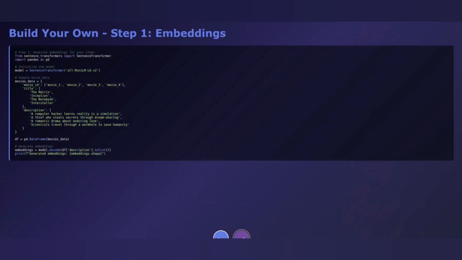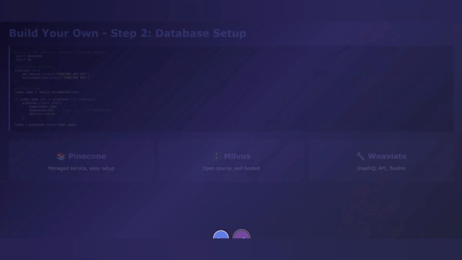All right, let's get our hands dirty and build a recommendation system from scratch. I'll walk you through each step with actual code you can run. Step 1 is generating embeddings for your data. For this demo, we'll use sentence transformers, which is perfect for getting started quickly with high-quality embeddings.